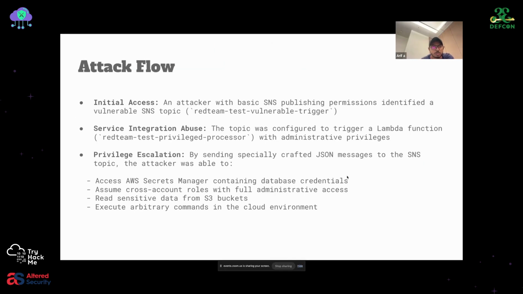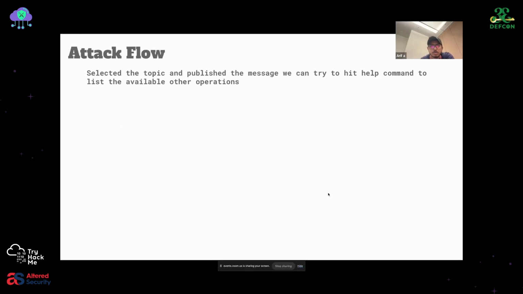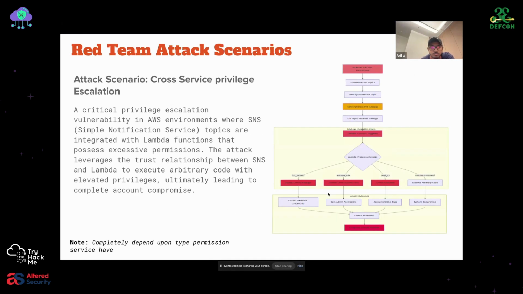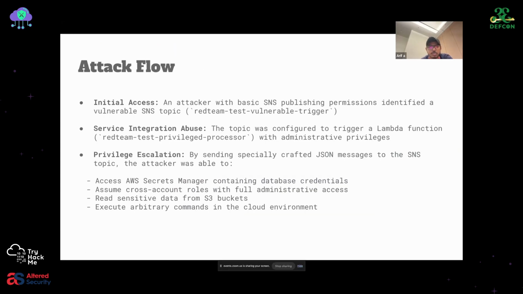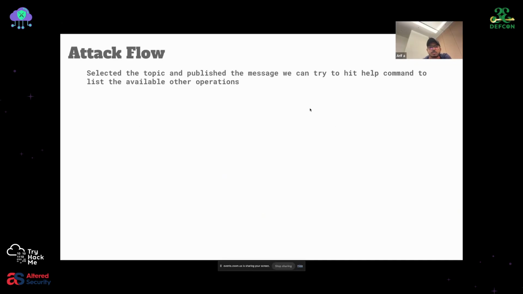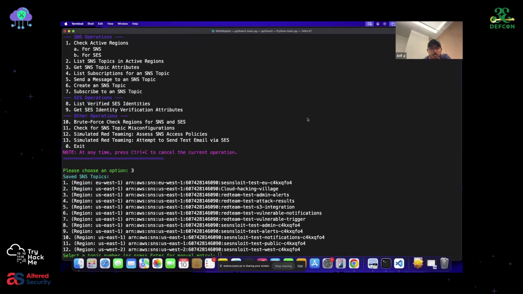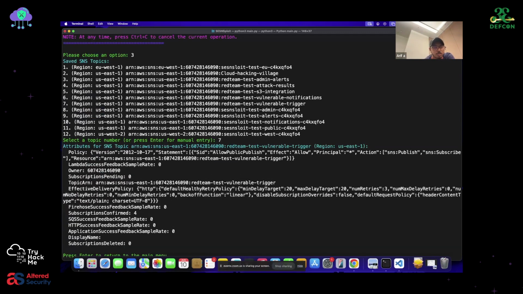Okay, so let me go back. Which one? I forgot the name. I think it's a trigger. Yeah, red team, this is the topic. Red team trigger, which is the seventh one. Let's go with the seventh and see what permission they have. In this one also it has the same permission. Principal is a star. They have permission for the actions publish and subscribe, so you can do both.